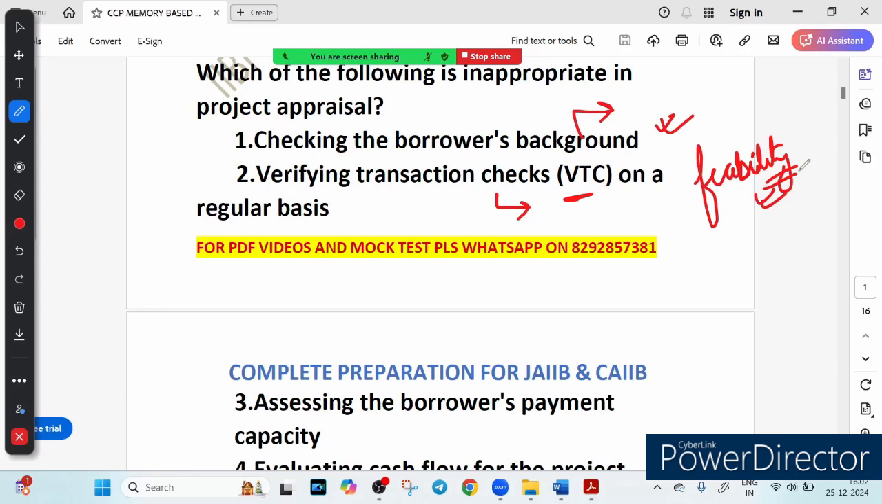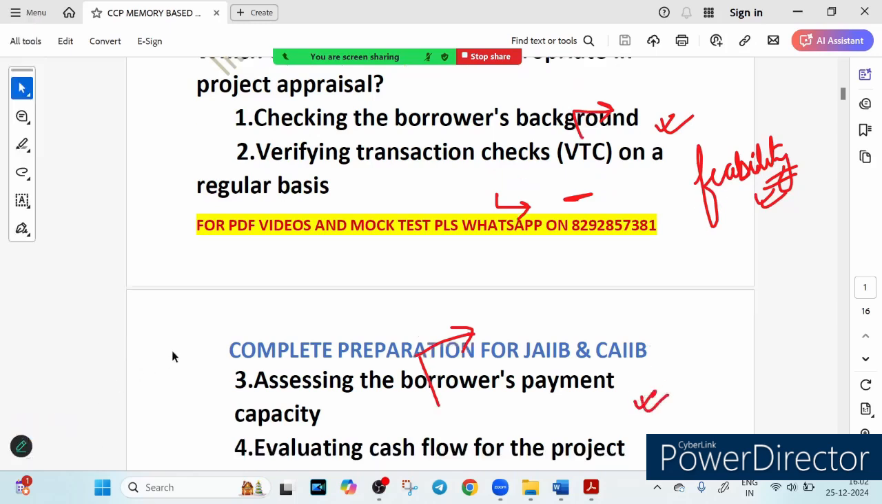The third option says assessing the borrower's payment capacity, right? So what do you think about this? This is the crucial part. Understanding if the borrower can repay the loan ensures the lender's money is used wisely. Obviously, borrower payment capacity plays a crucial role. I can give you an example to make option 3 more clear. It's like checking if someone can afford a loan before approving it.